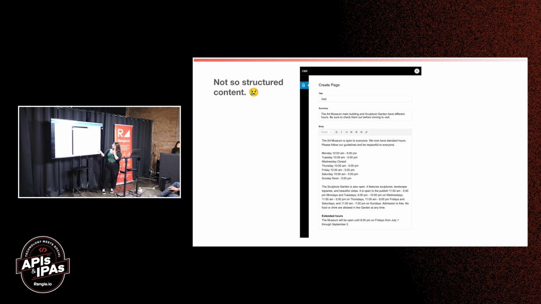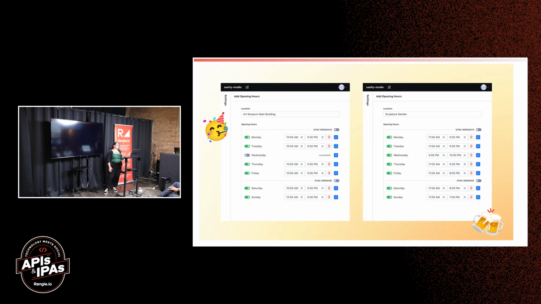It's very difficult to get content out of this field because it's all mixed together. You'd have to be doing a lot of traversing and finding this content to be able to do anything with that. So this is what I would like to call not so structured content, hard to work with, far from ideal. What does structured content look like?